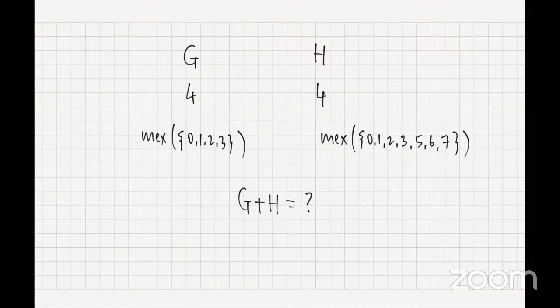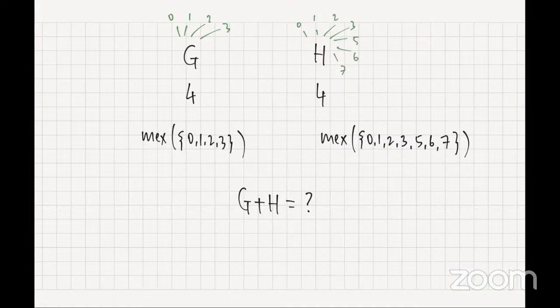Right, so here, G has 4 children, whose numbers are 0, 1, 2, 3. And now H has more. Oops, it doesn't have 4. Of course, that's excluded.